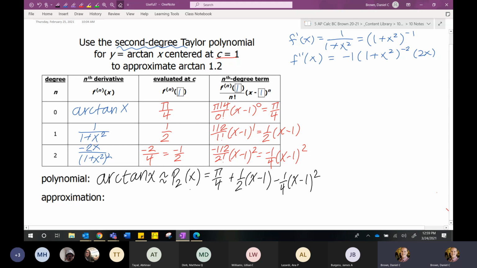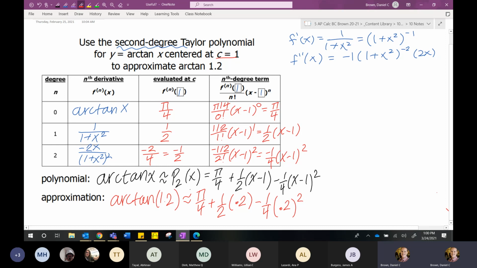And then we can use that polynomial, because basically the idea is, if this polynomial is modeling arctangent around 1, plugging in values close to 1 into the polynomial is going to give fairly close to the value of arctangent at that same value. So we can say the arctangent of 1.2, plugging it in, we would have pi over 4 plus 1/2 times (1.2 minus 1), which is 0.2, minus 1/4 times (1.2 minus 1), 0.2 squared. You can leave your answer like that.